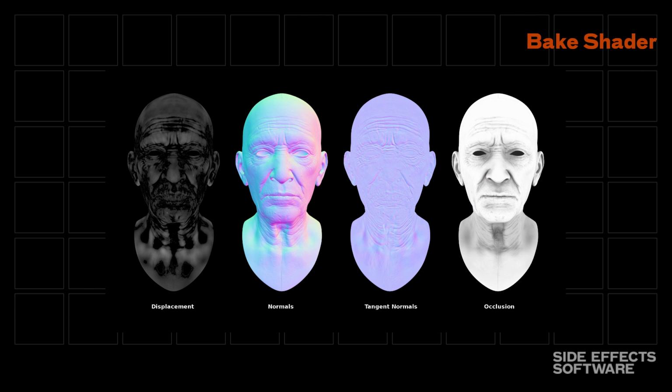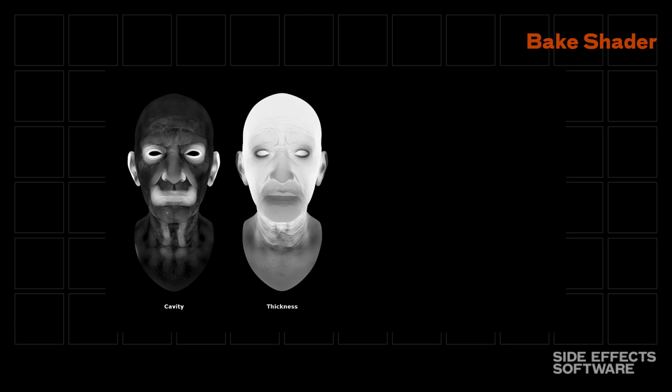Here's a quick overview of some of the output types that the shader has. We have displacement, and normals, which can be encoded in either world space or local object space. We have tangent normals available. We have occlusion. We have cavity mapping, which gives you relief mapping, where high curvature areas are shaded in high relief. And then we have a thickness map, which is useful for things like subsurface scattering, so you can shade thinner areas in a different way.